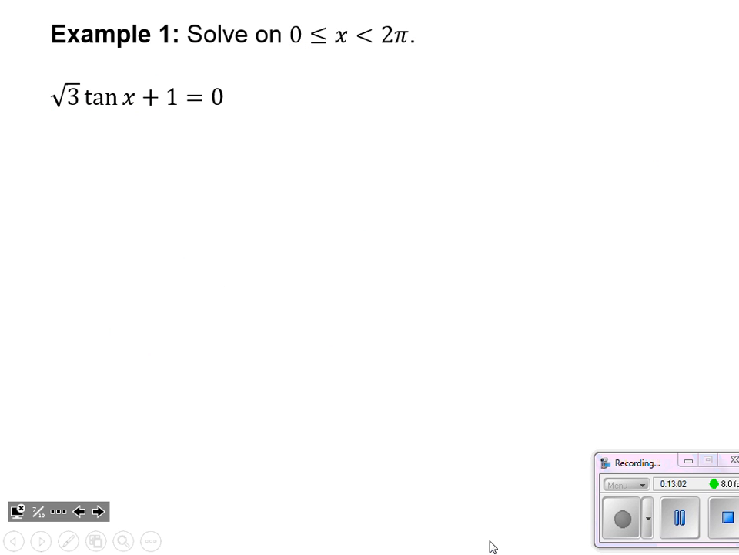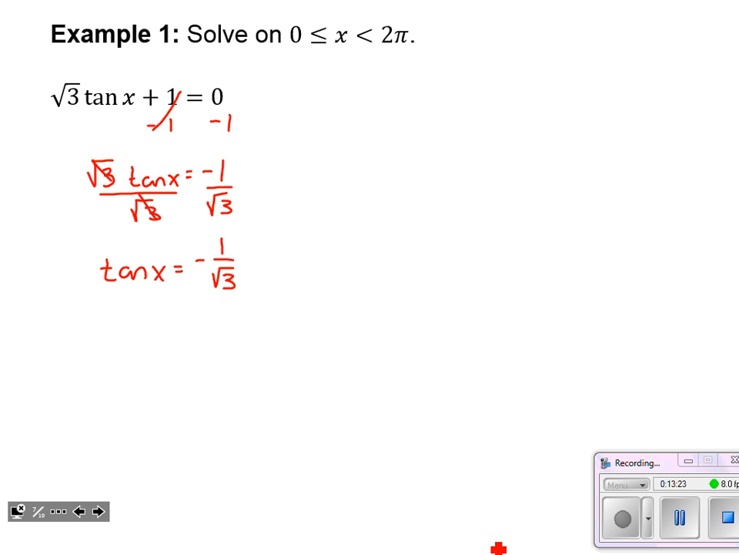Our next example, here we have a tangent function. All right, let's isolate that trig function. I need to subtract 1 from both sides. That means root 3 tangent x is equal to -1. Divide away the root 3. And we've isolated the trig function. Tangent x is -1 over root 3. And again, that's not my answer, so I don't need to worry about rationalizing the denominator with that. It's just going to help me draw and label my reference triangles.